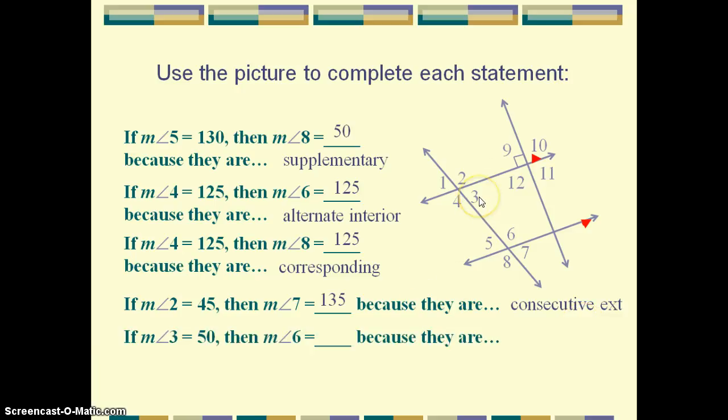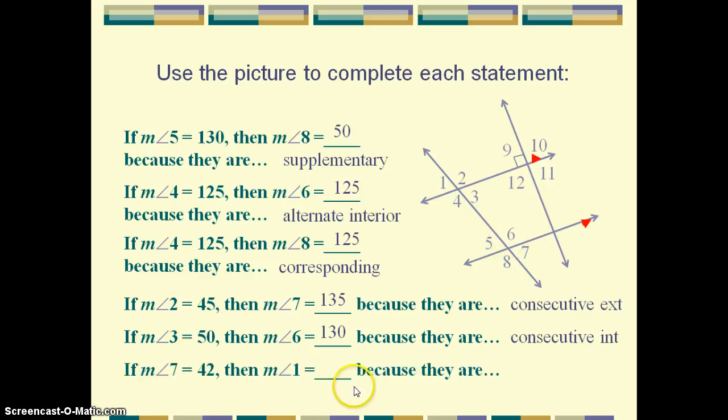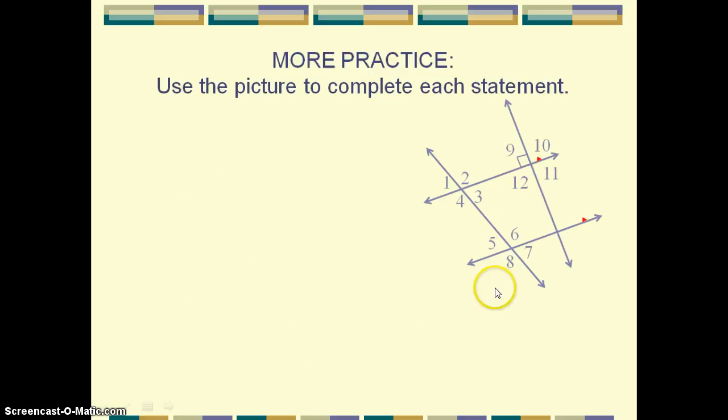The measure of angle 3 is 50. Find the measure of angle 6. Well, the measure of angle 6 is going to be 130 because these are consecutive interior angles. And then the last one for this slide. If the measure of angle 7 is 42, find the measure of angle 1. Well, these two angles are going to be congruent, so the measure of angle 1 is also going to be 42 because they are alternate exterior angles.